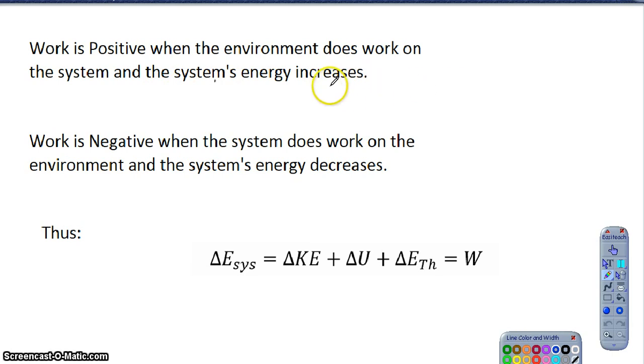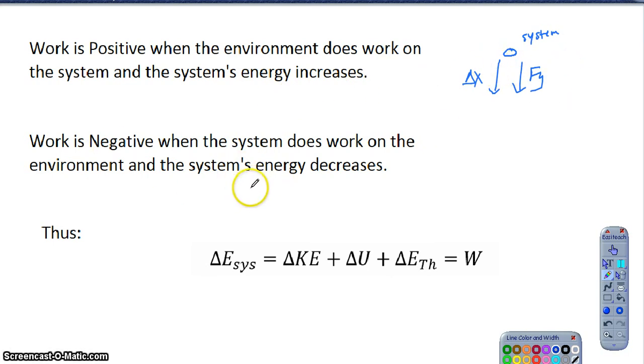So if something's happening to where, maybe if I take an object and release that object from rest, if the object is my system, then we know that the force of gravity is pulling down on it. If the object is allowed to fall down, then since the force and the displacement are the same direction, both going downward, my system, my object, would be gaining kinetic energy, and therefore its energy would be increasing. So that would be maybe a simple example of that.